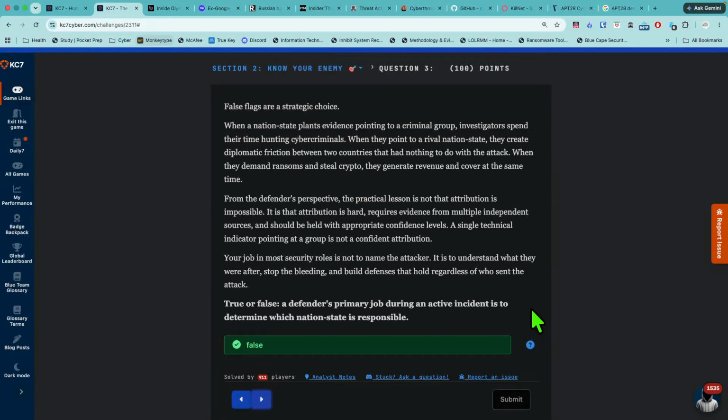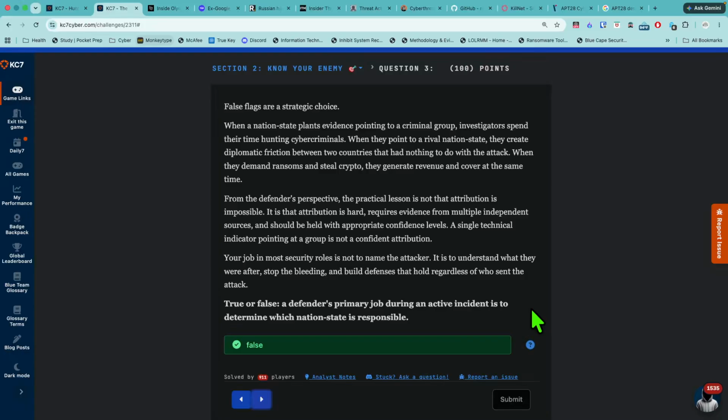False flags are a strategic choice. When a nation state plants evidence pointing to a criminal group, investigators spend their time hunting cyber criminals. When they point to a rival nation state, they create diplomatic friction between two countries that had nothing to do with the attack. When they demand ransoms and steal crypto, they generate revenue and cover at the same time.